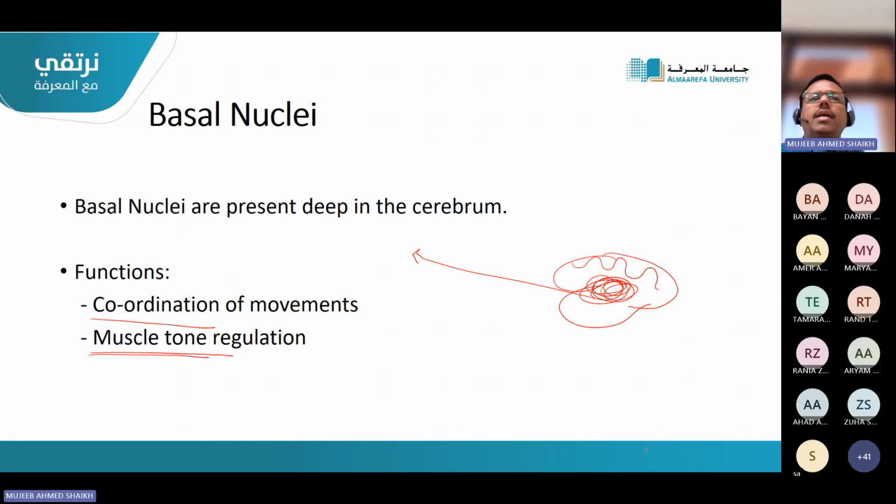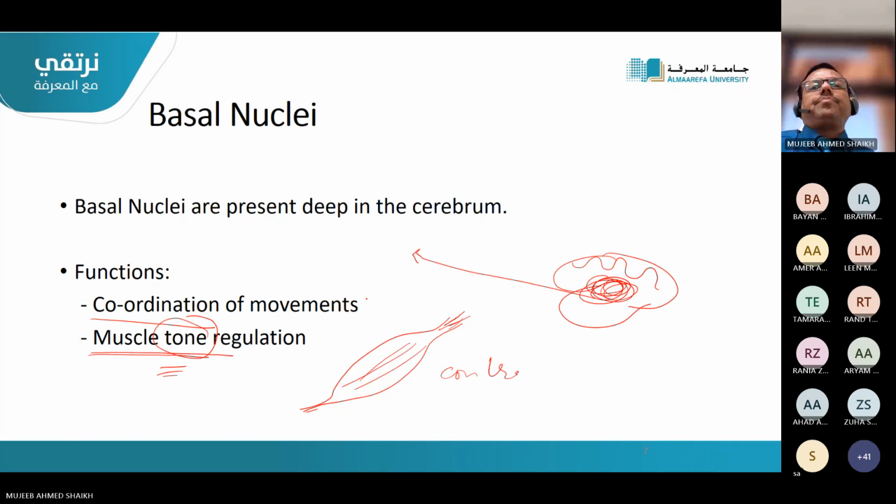Also, they are responsible for keeping and regulating the tone of the muscle. What is muscle tone? The shape of the muscle? Exactly. Good. It is usually the shape of the muscle; it is the end result of the tone. Tone means why the shape of the muscle is in a proper flexion or extension, contracted or relaxed: because of some degree of contraction.